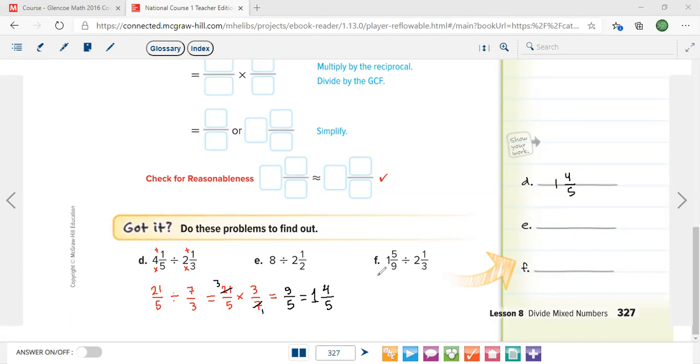Someone said the lesson is easy, but the problems are long. It's not that long. Maybe. You have here how many steps? 1, 2, 3 steps, and you have your answer. So it's not that long.